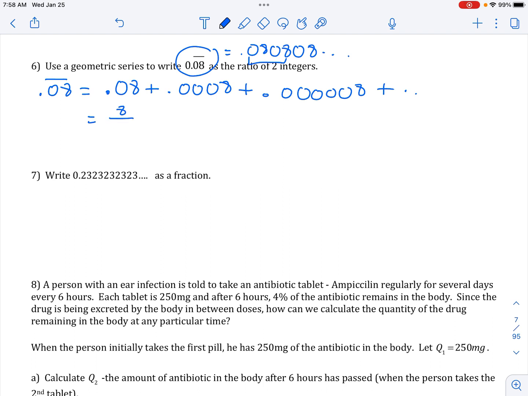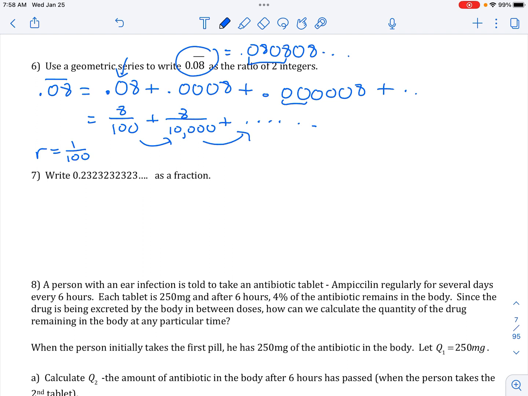Now, let's write this as a fraction, and it may be easier to see. So this is 8 over 100, right? The first number after the decimal is the tenths, and the next one is the hundredths. So the next number is 8 over 10,000, right? We're just adding 2 zeros every single time, and this pattern continues. So notice here, what are you doing every single time? Your R value is 1 over 100. You're just multiplying by 1 over 100 every time. So this is a geometric series that converges.